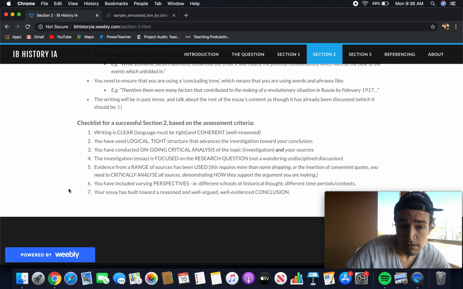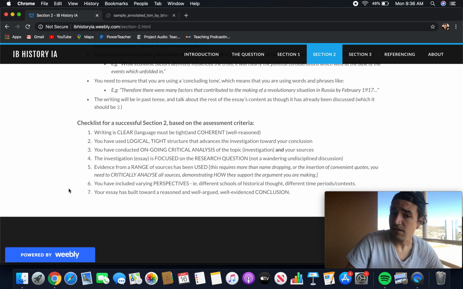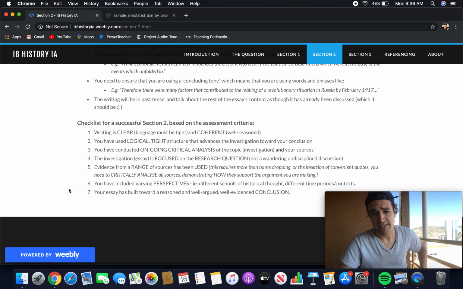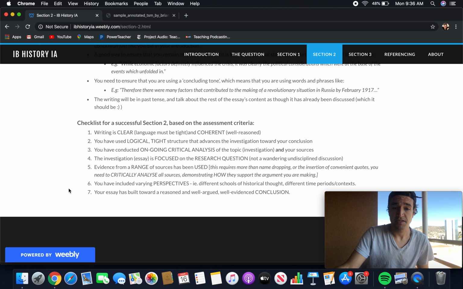Here's the checklist. Number 1, writing is clear. Language must be tight. That means you do not ramble. And coherent, well-reasoned, which means you're giving a well-reasoned paper. That goes without saying. Number 2, you have used logical, tight structure that advances the investigation toward your conclusion.